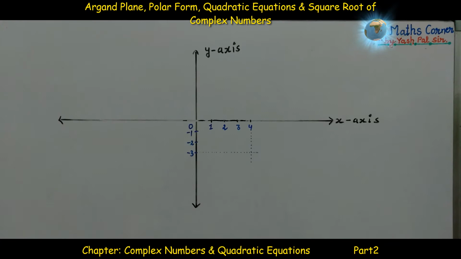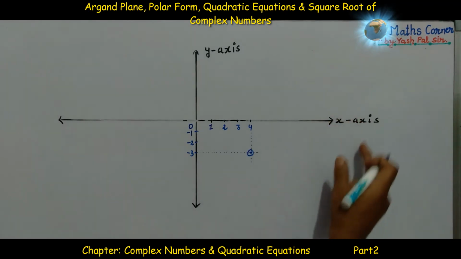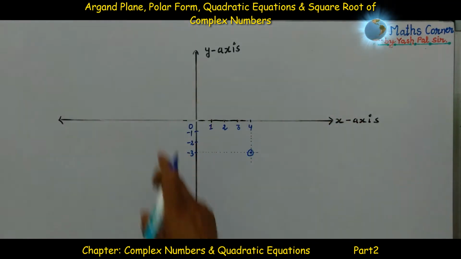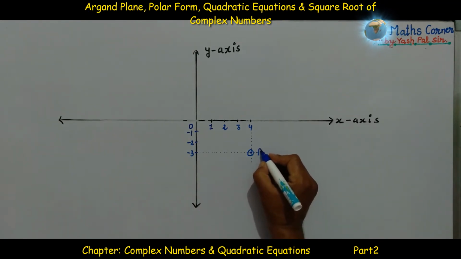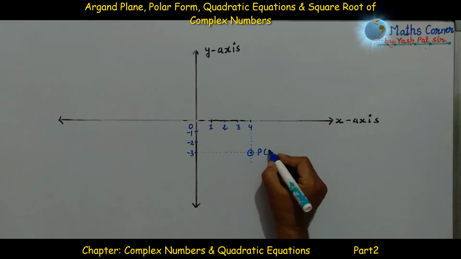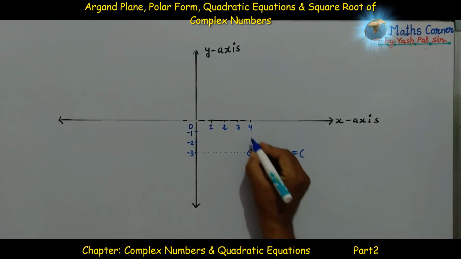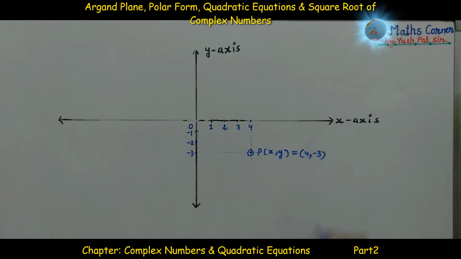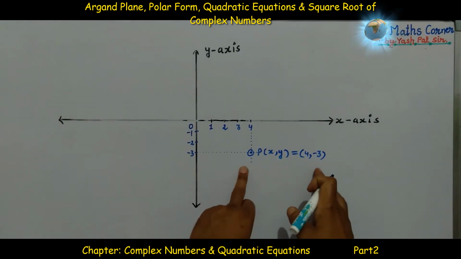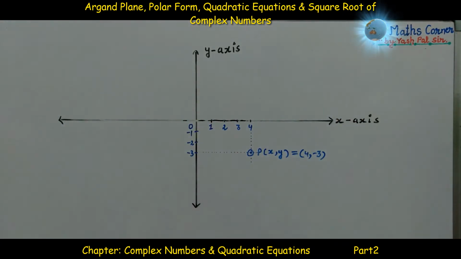Now, what can you say about the coordinates of this point? Here is a point, any point in the fourth quadrant of the xy plane. What are the coordinates of this point? Suppose the name of this point is P, with coordinates x comma y. Here the value of x is 4 and y is minus 3. This way we can describe any point, we can locate any point on the xy plane.